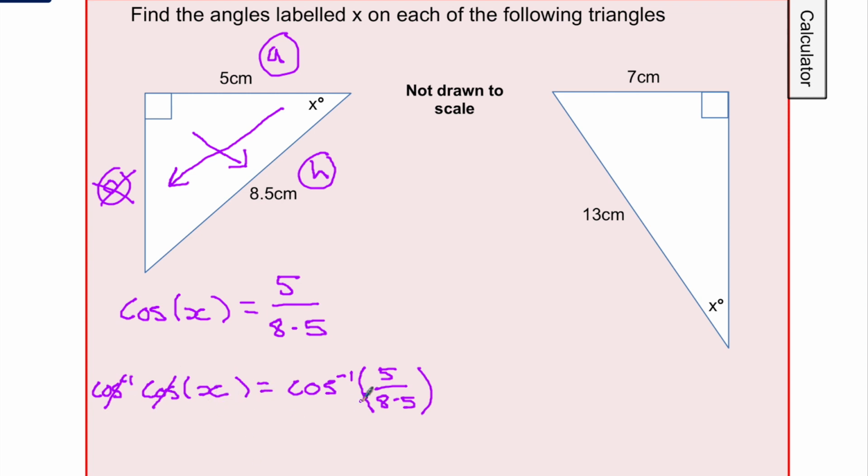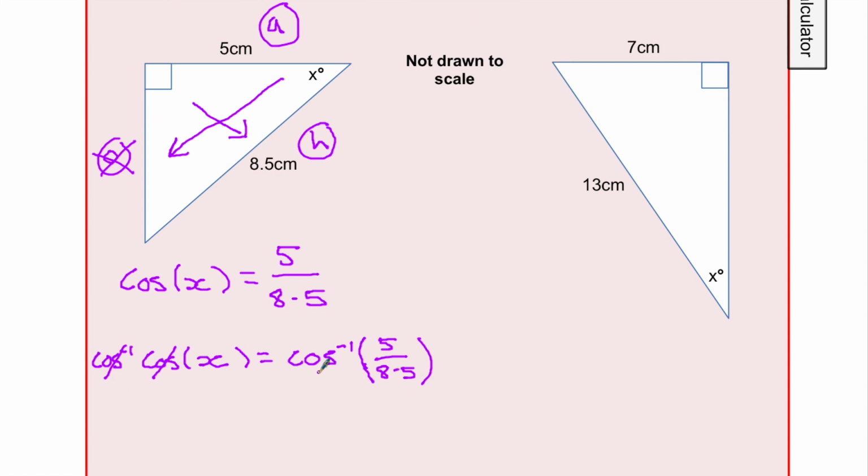So all that I need to put into my calculator is inverse cos of 5 over 8.5. To get inverse cos to come up on your calculator, you just need to press shift and then cos. If I do inverse cos of 5 over 8.5, I've got that X is equal to, to 2 decimal places this time, 53.97. So the missing angle X is 53.97 degrees to 2 decimal places.